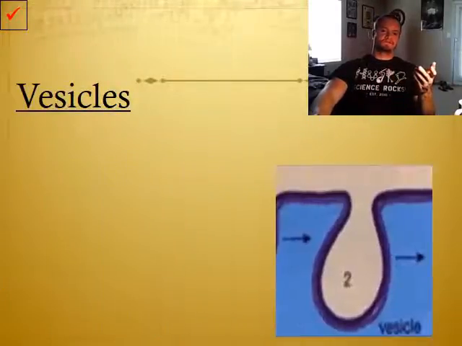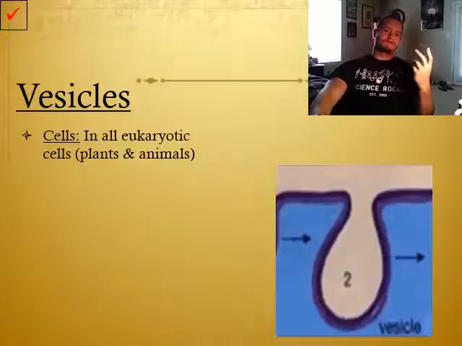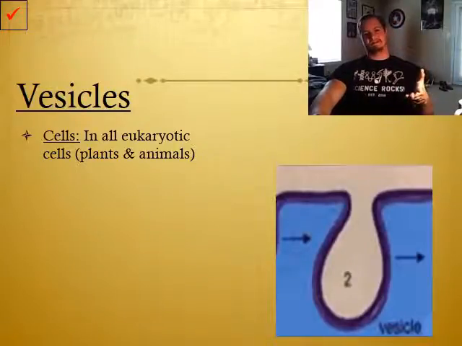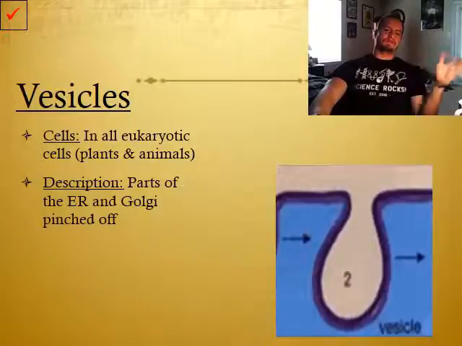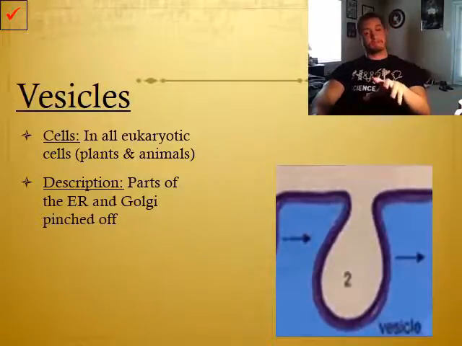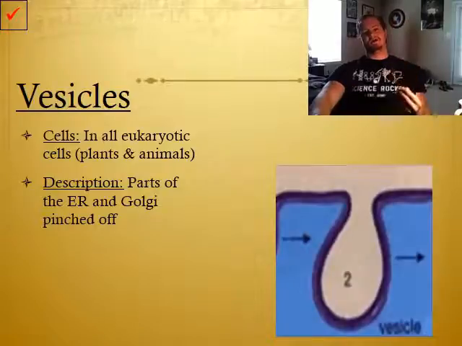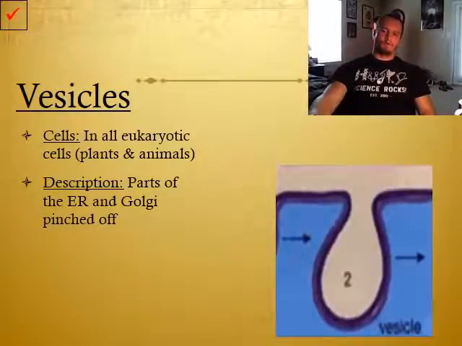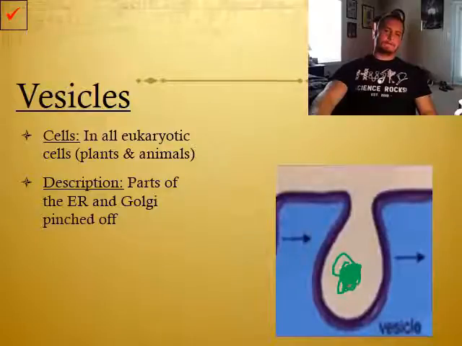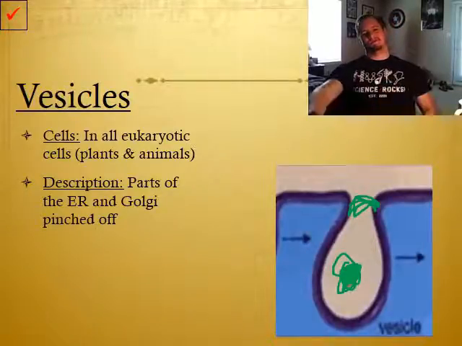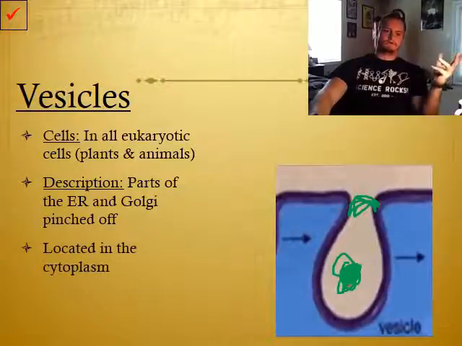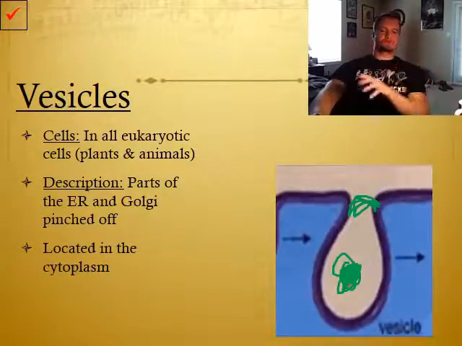So vesicles are the storage containers. They're found in all eukaryotic cells, both plants and animals, and they are parts of the ER, remember, the ER is the endoplasmic reticulum, and the Golgi that have been pinched off. So basically what happens is, whatever they want to ship, let's say this green thing is what they want to ship, they push it inwards until it pinches itself off and makes an enclosed little capsule. So these are located inside the cytoplasm because they're moving throughout the cell.